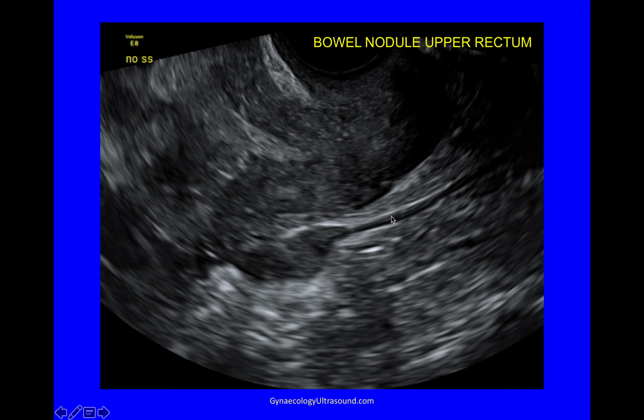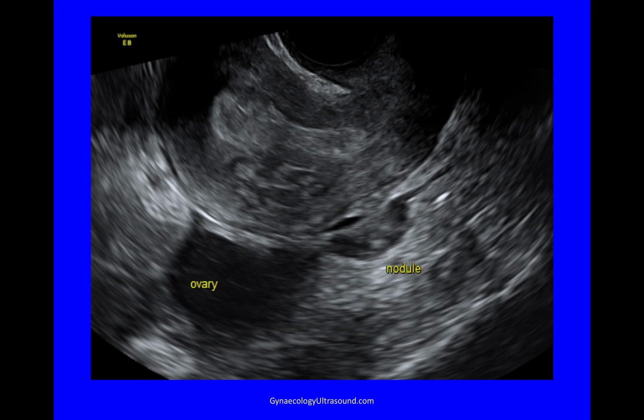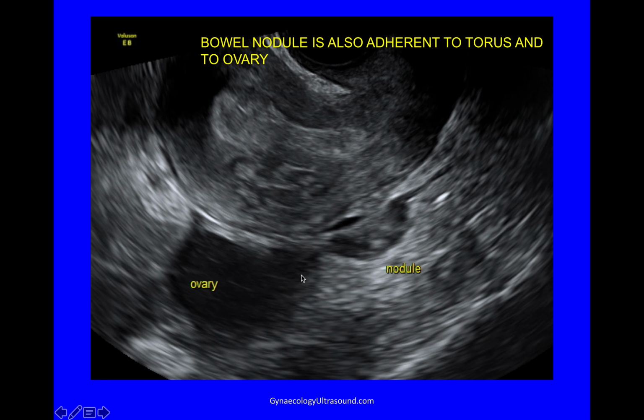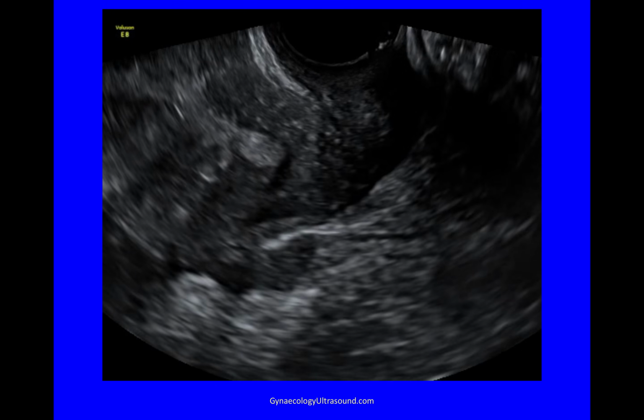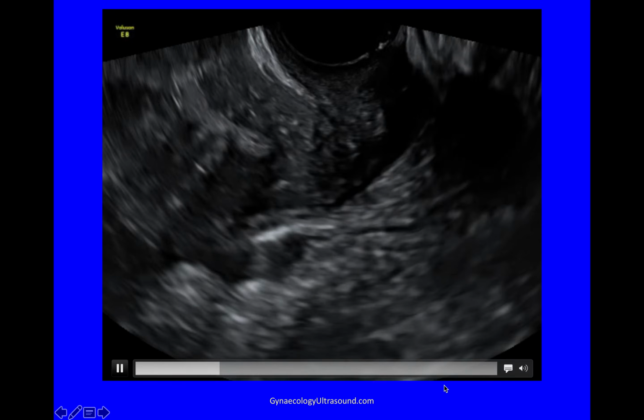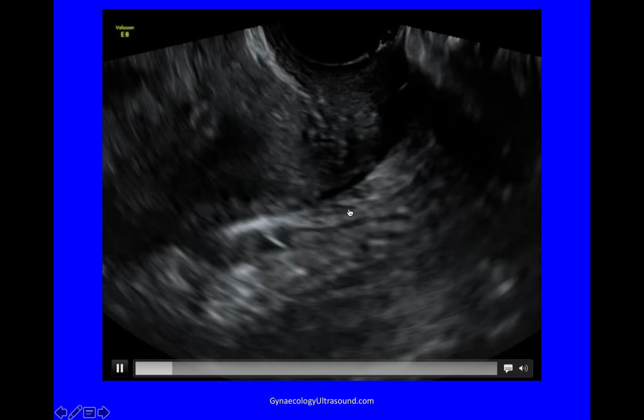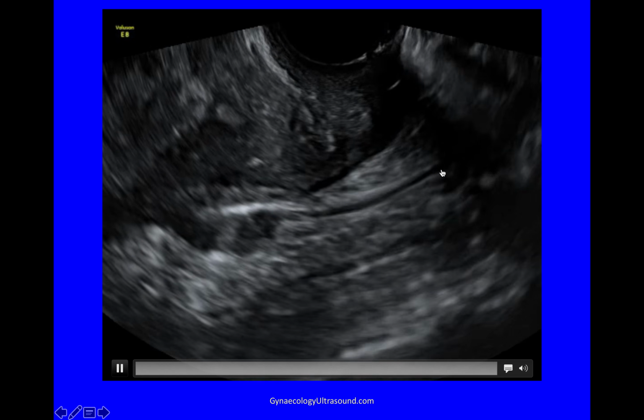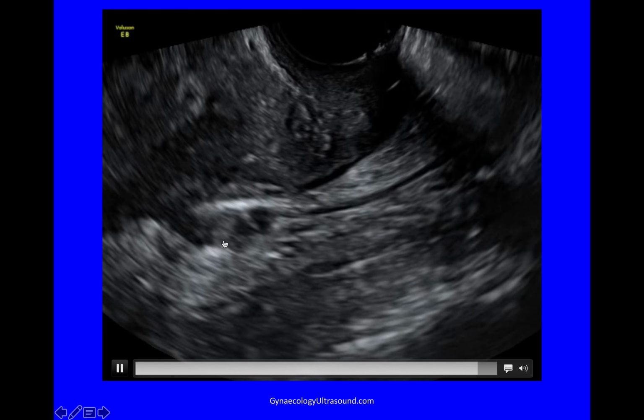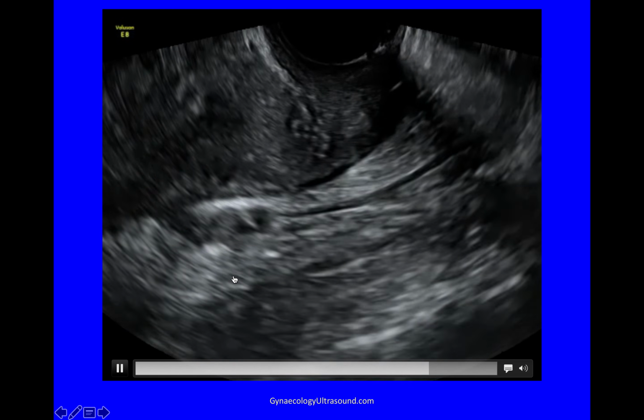You can see some normal muscularis here, some normal above. And this is a bowel nodule with the overlying submucosa. It looks intact in that view. So it's upper rectum. And this nodule, if you keep looking up, is attached to the underside of this ovarian endometrioma. And you can see all that here. You can see normal muscularis there. This is the anterior wall of the lower rectum here. And then in the upper rectum, you can see this bowel nodule in the anterior wall.